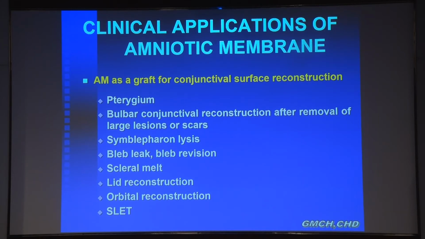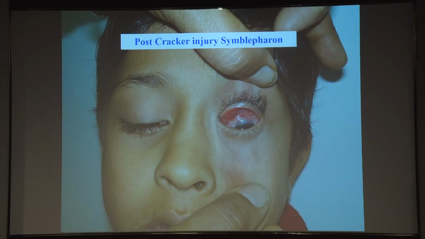So what are the various clinical applications for this amniotic membrane? There are endless conditions where you can use it, but a few I'm going to highlight: pterygium, then pseudo-pterygium, various wounds, blebs in glaucoma surgery, scleral melt, lid reconstruction and orbital reconstruction, and simple limbal epithelial transplant as well. There are a few specimen patients where we used them.